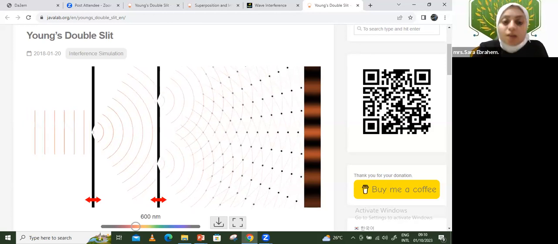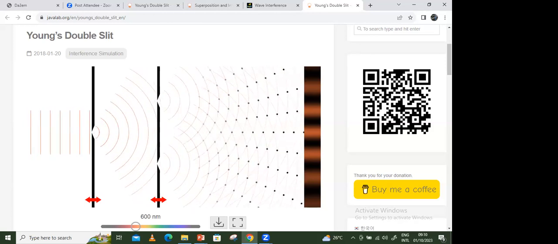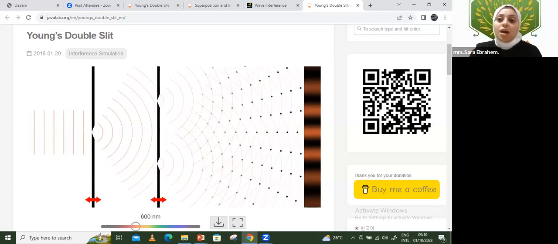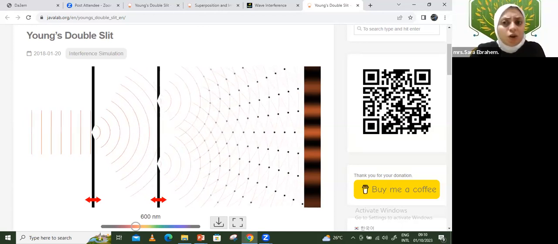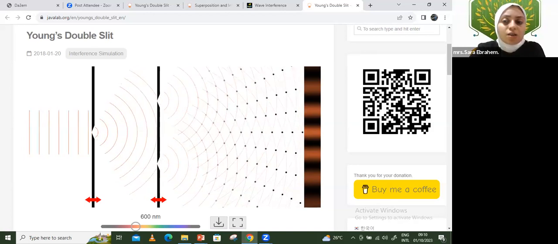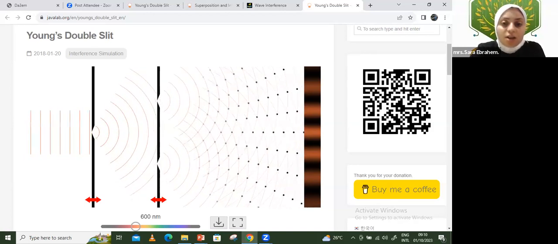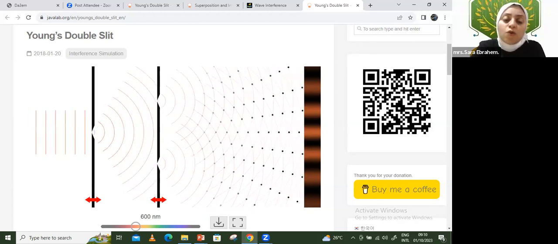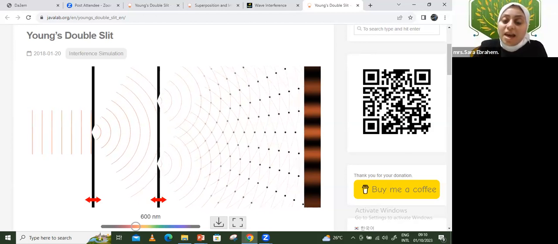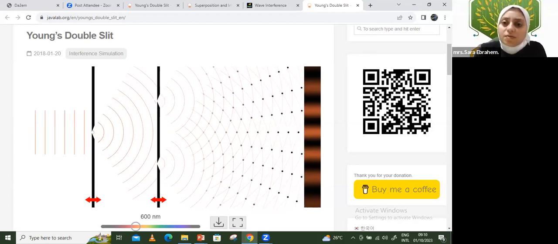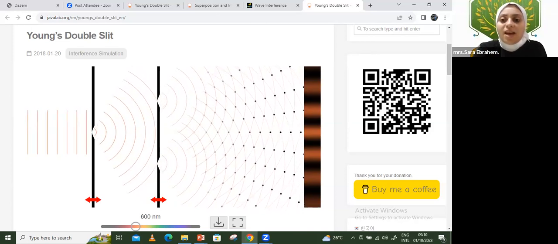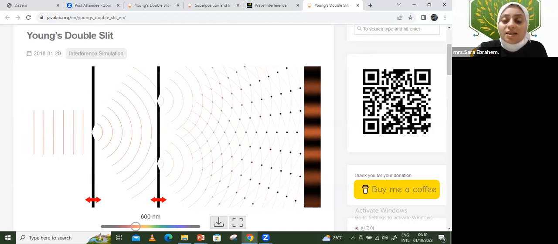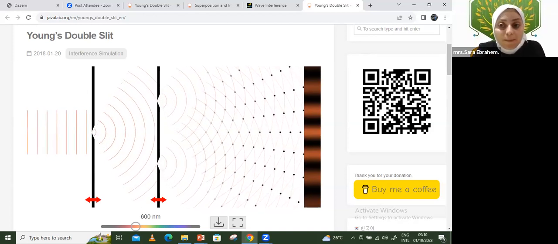So these two waves are called coherent sources. Coherent sources are sources that emit waves with the same frequency, same wavelength and same phase.